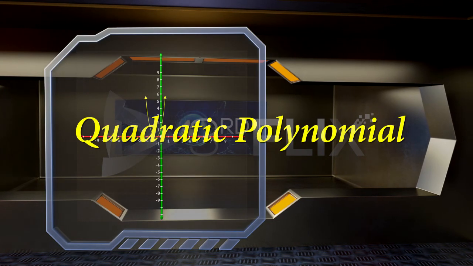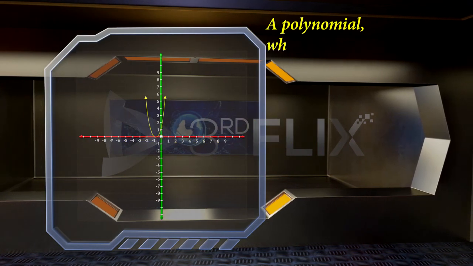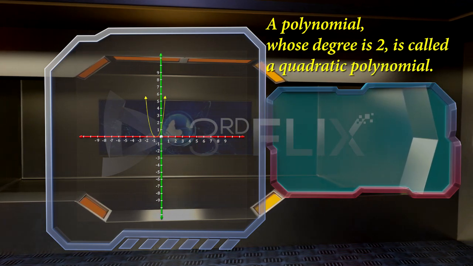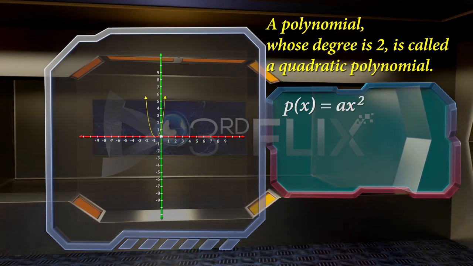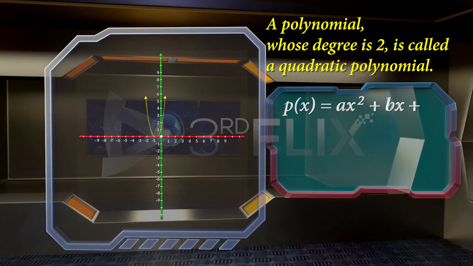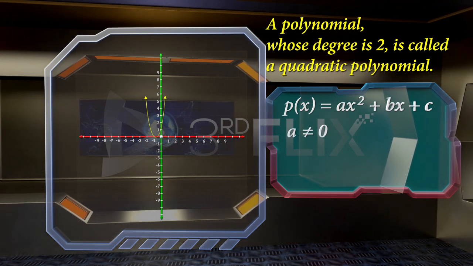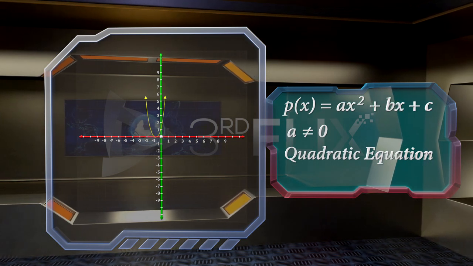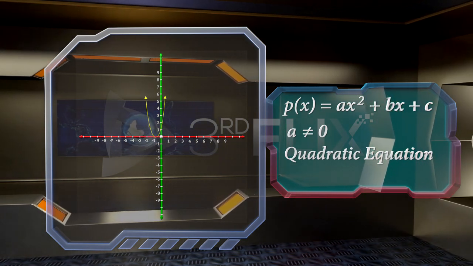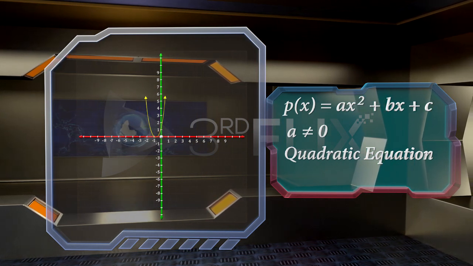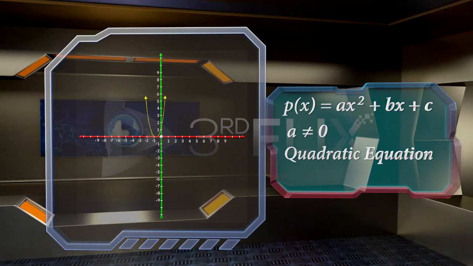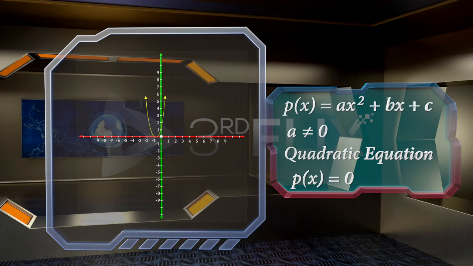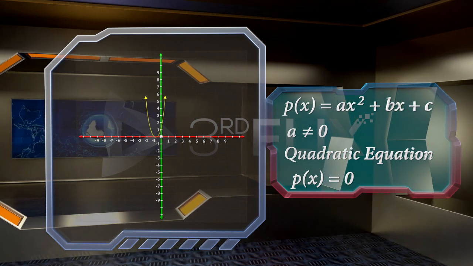Quadratic polynomial. A polynomial whose degree is 2 is called a quadratic polynomial. It is in the form of p(x) = ax² + bx + c, where a is not equal to 0. Quadratic equation. When we equate the quadratic polynomial to 0, it is called a quadratic equation. That is, if p(x) = 0, it is known as a quadratic equation.